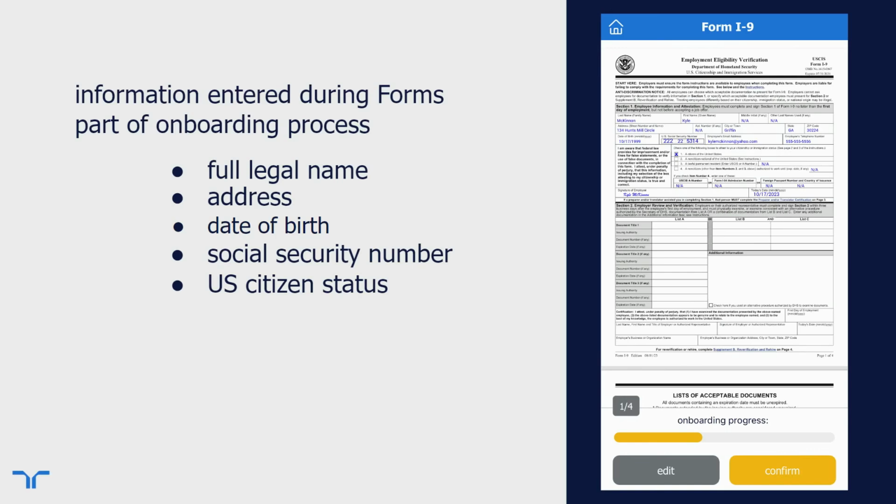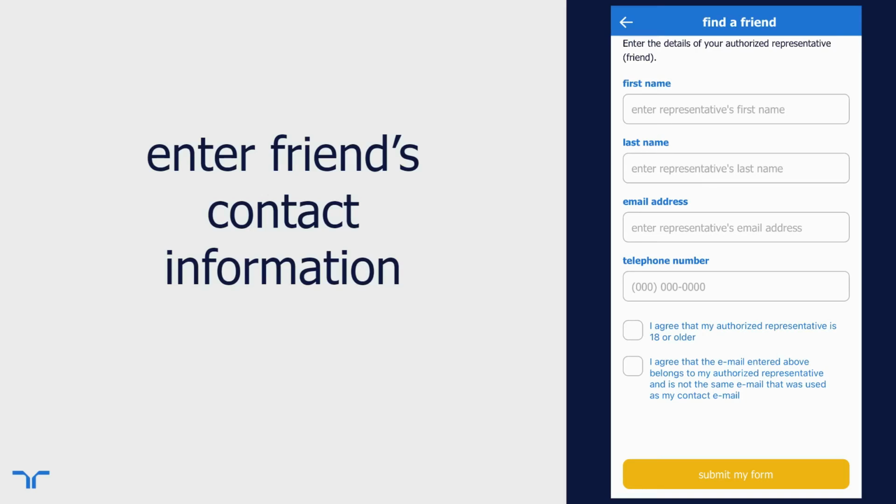Your friend can be your authorized representative. To proceed with your friend completing this section, enter their information on this page in the app. They will receive an email with instructions and a link to complete the I-9.